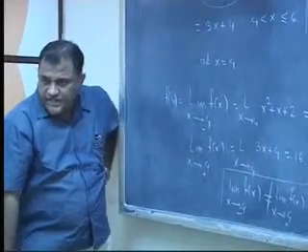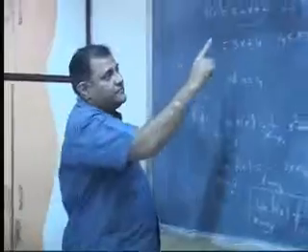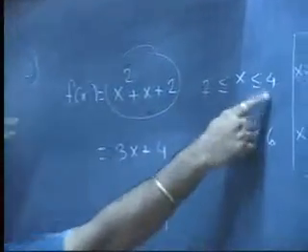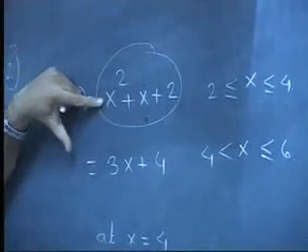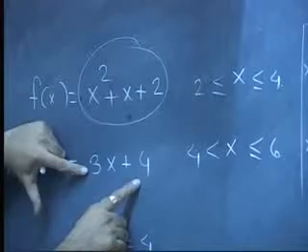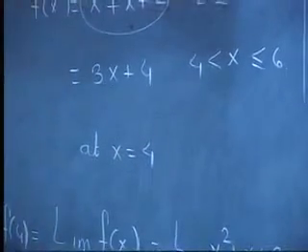Checking continuity, question is clear, right? I summarize. First, understand the question well. Between 2 to 4, they have given you this function. Between 4 to 6, they have given you this function. And I want to check the continuity at x is equal to 4.